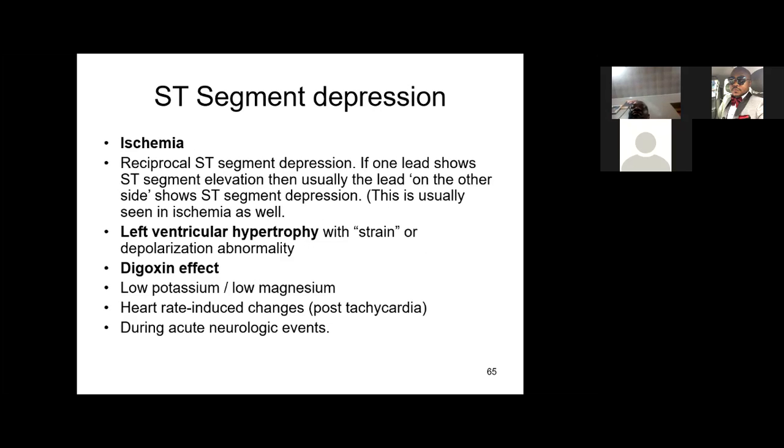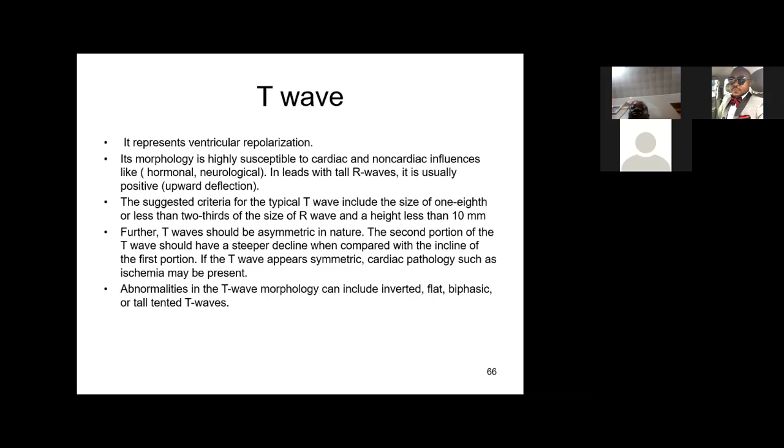ST segment depression is seen in ischemia. There's reciprocal ST segment depression, left ventricular hypertrophy with strain or depolarization abnormality, digoxin effects, low potassium, low magnesium, heart rate induced changes, and during acute neurologic events. The T wave represents ventricular repolarization.